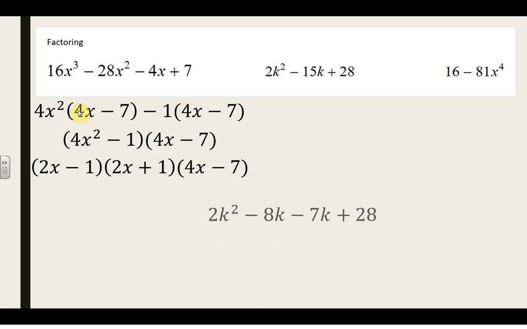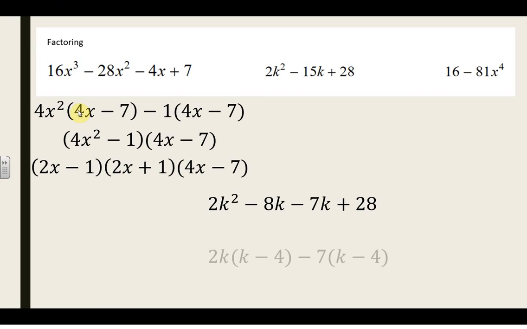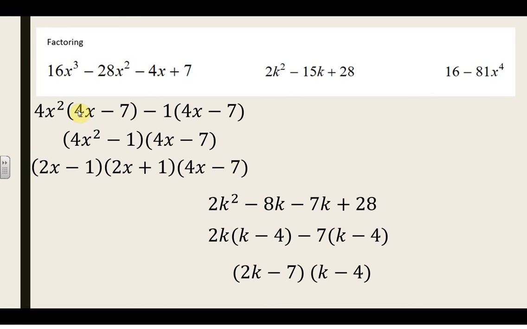All right, let's talk about the AC method. Remember, 2 times 28 would be 56. Factors of 56 that add to give you 15. That's why we broke it up into negative 8k and negative 7k. Factor by grouping. There you go.